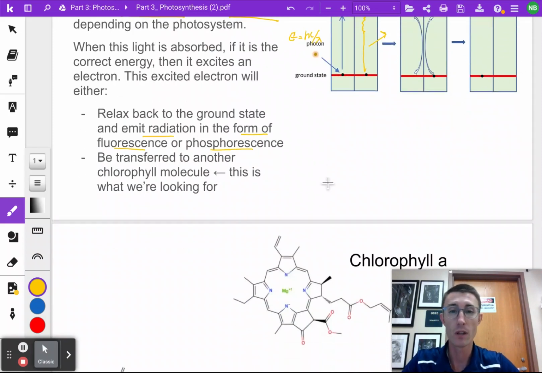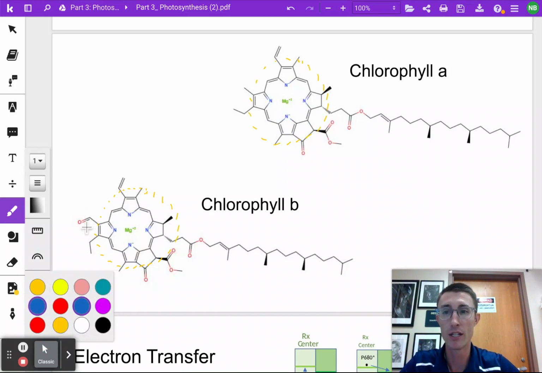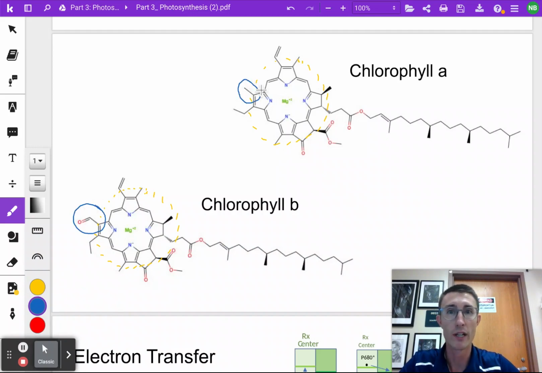When we're talking about the structure of these chlorophyll molecules, they differ in a functional group that's within what's called the porphyrin ring. This is the region of these chlorophyll molecules, and we can see there's a difference in this functional group here. That is what is different between chlorophyll A and chlorophyll B. This porphyrin ring is what allows for the absorption of the light energy.